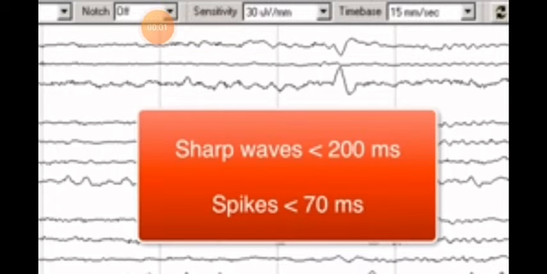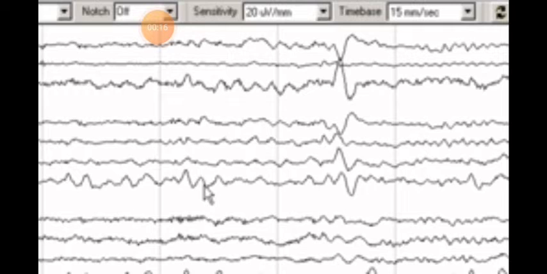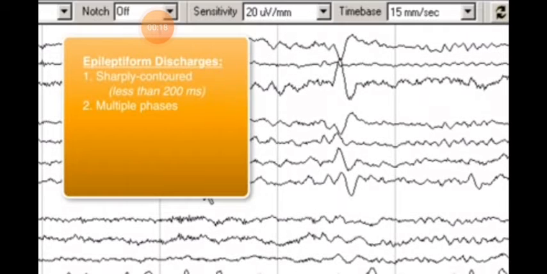70 milliseconds in duration. Although this distinction is made, and we often categorize discharges in this way, from a practical perspective, there does not seem to be any difference in the biological significance of a spike versus a sharp wave. The second characteristic is that this discharge has multiple phases.